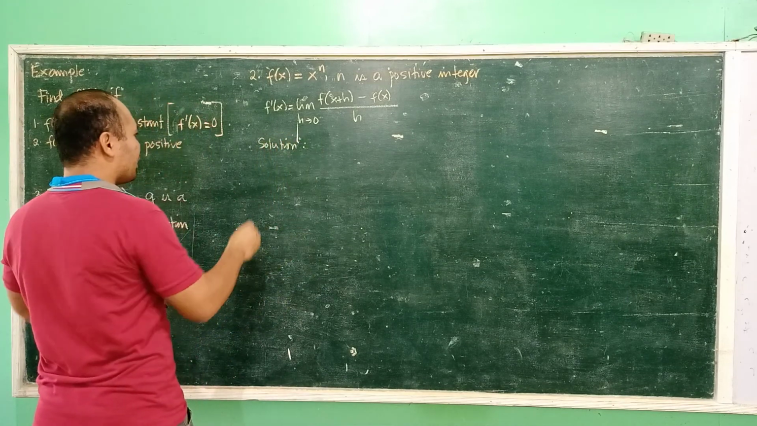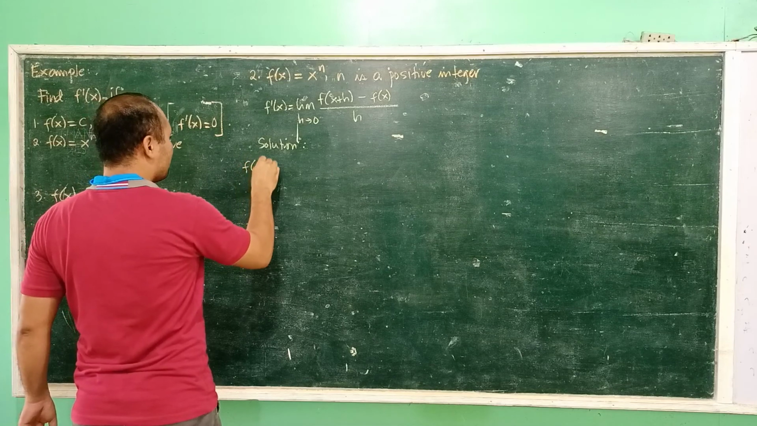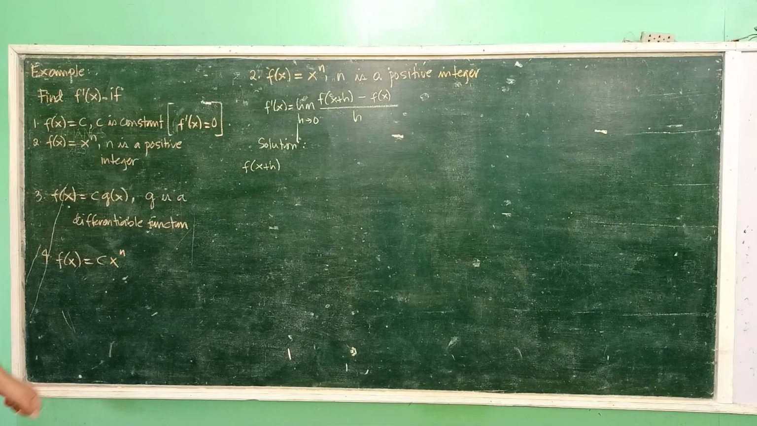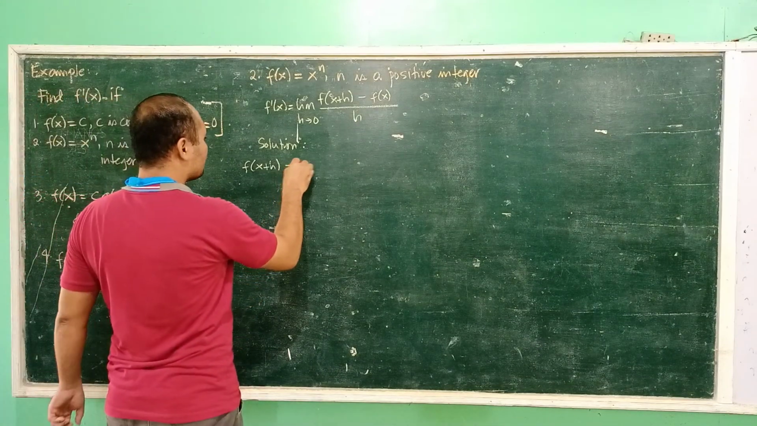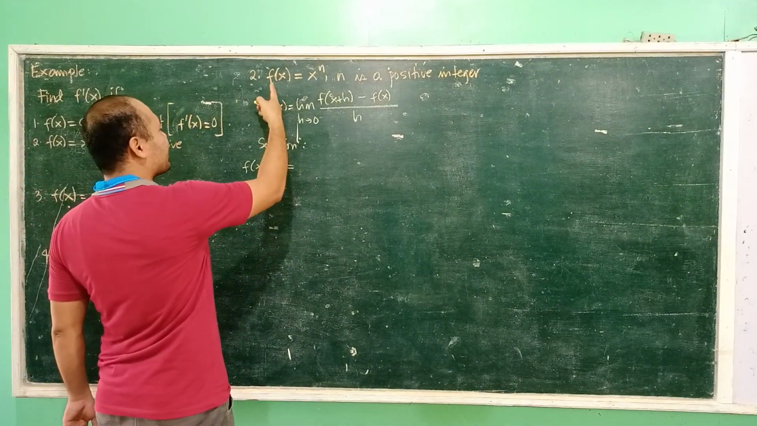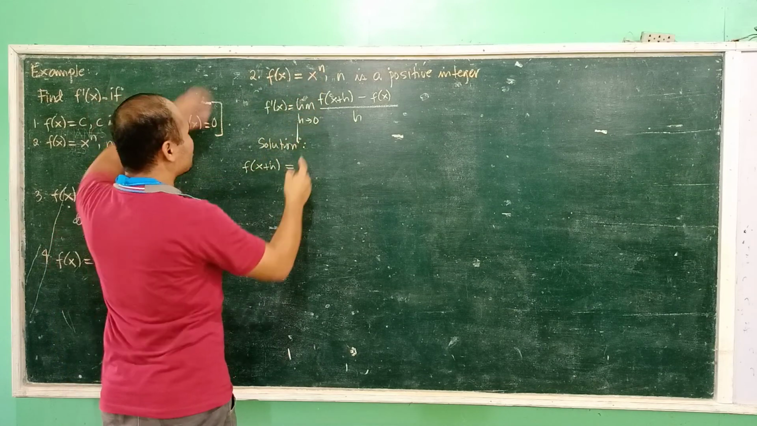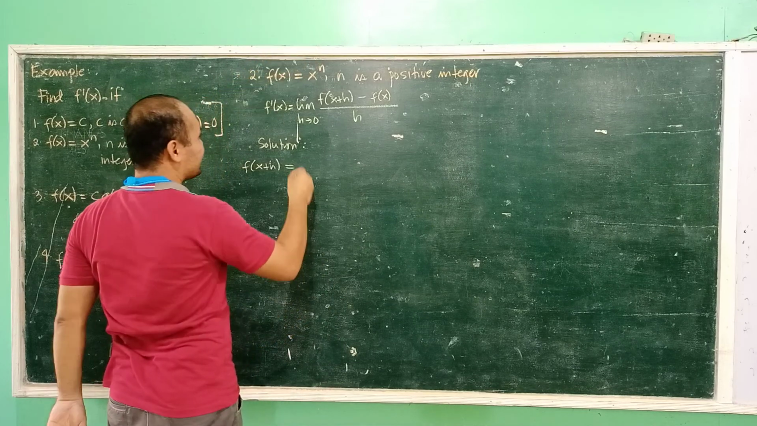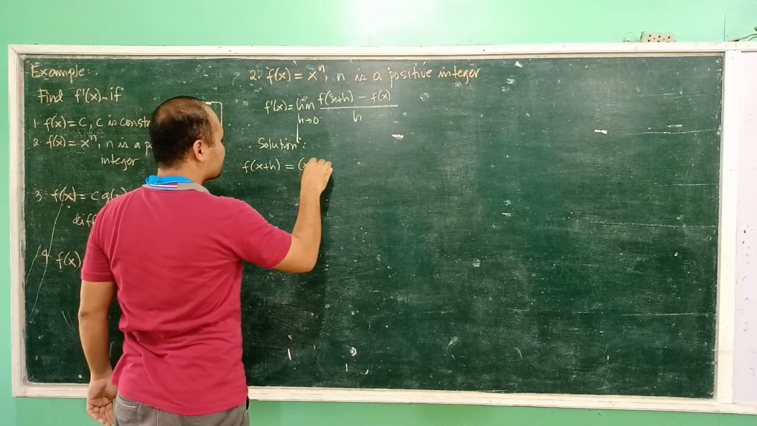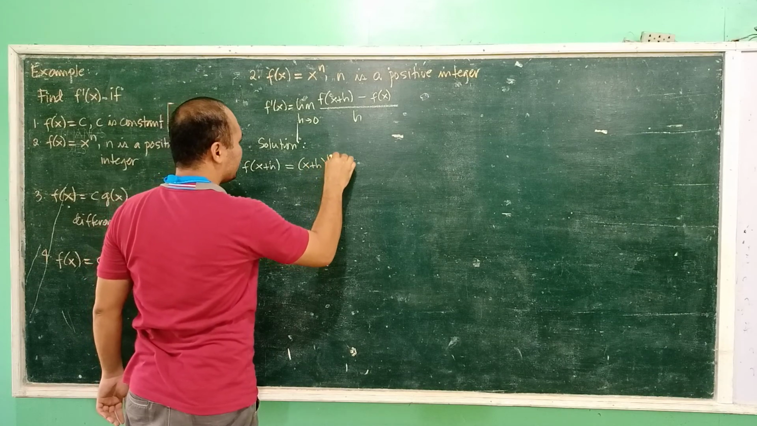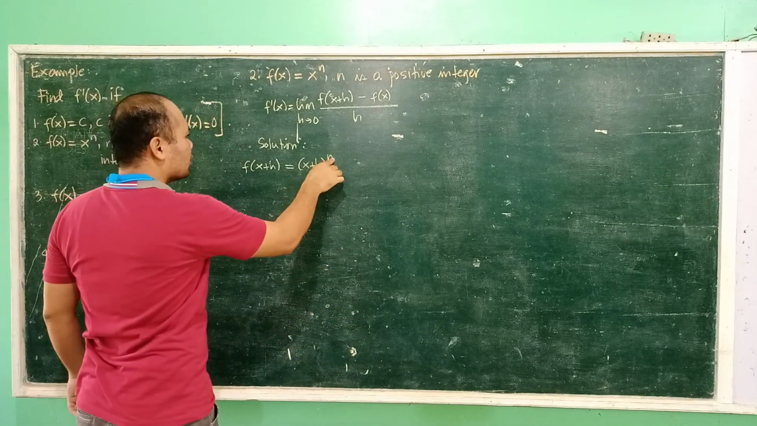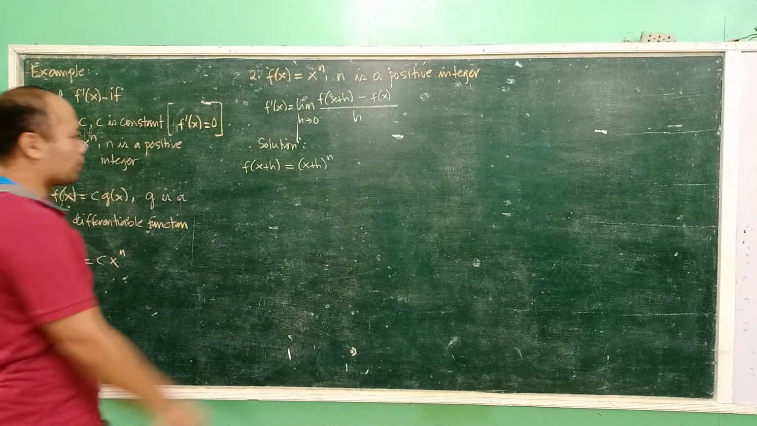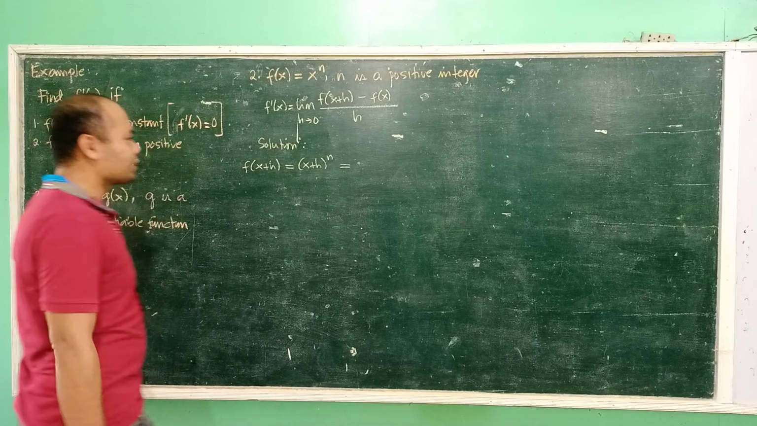Okay, very similar. We need to find f of x plus h, because in our formula, we need to find f of x plus h. So, our function is defined to be f of x equals x to the n. So whatever is inside here is the one raised to the n. So we have here x plus h to the n. How will you expand x plus h to the n?